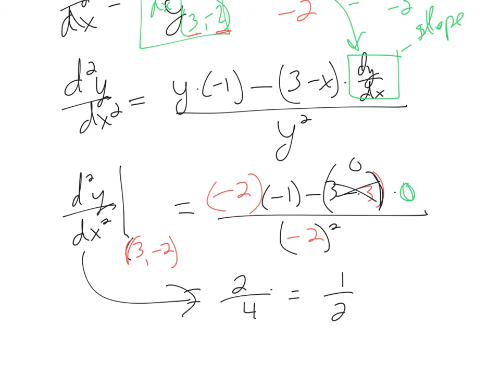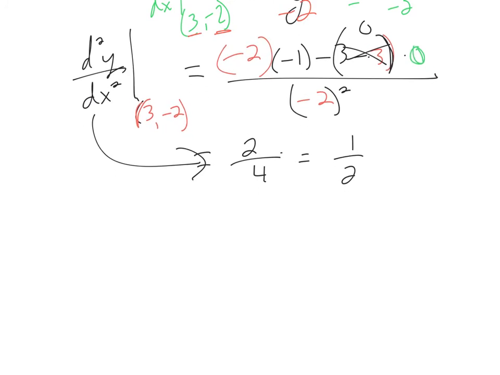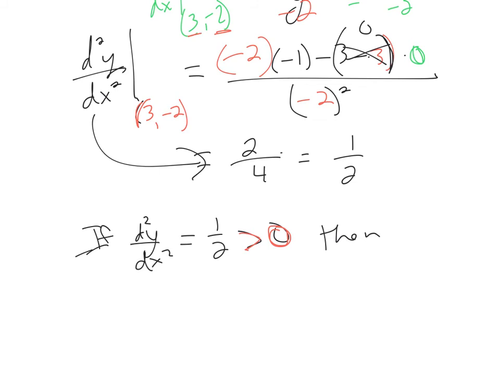Why do I care? The second derivative test tells me that if my second derivative is equal to 1/2, which is greater than 0, and this greater than 0 part is the only part that I really need, and I know it's greater than 0 because I just found it to be 1/2, then there has to be a local minimum, as long as that's a critical point. So I already know that (3, -2) is a critical point. There has to be a local minimum because my graph is concave up whenever my second derivative is greater than 0.